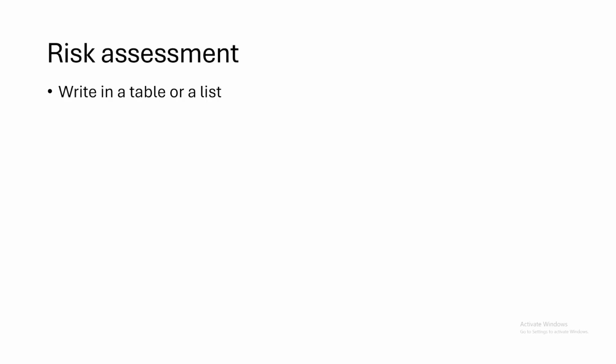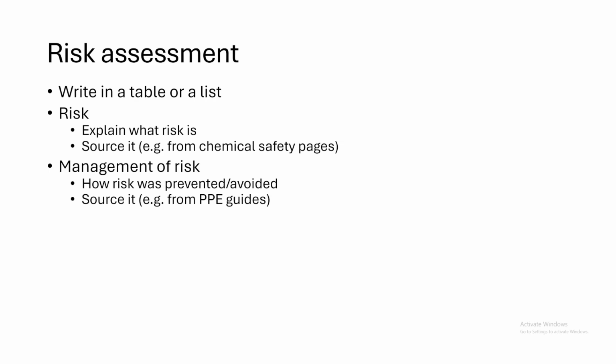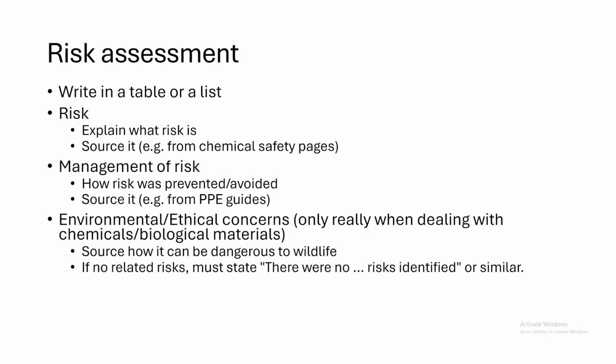Now, the next section is the risk assessment, and you can either write this in a table or in a list. So the parts of your table or list should be the risk, the management of risk, and environmental/ethical concerns, which only really apply to chemistry and biology, but physics might have some of these anyway. And again, some teachers might want you to have environmental/ethical concerns in your risk assessment no matter what, so check with your teacher.